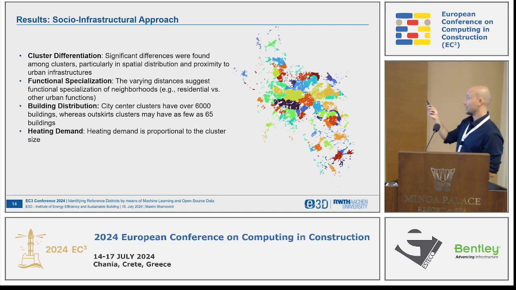And the yellow one in the middle, the cluster consists of over 6,000 buildings, for example, while the outskirts only manage a cluster size of 65 buildings. And with such different sizes, of course, the heating demand of each cluster is very much dependent on the amount of buildings in it.